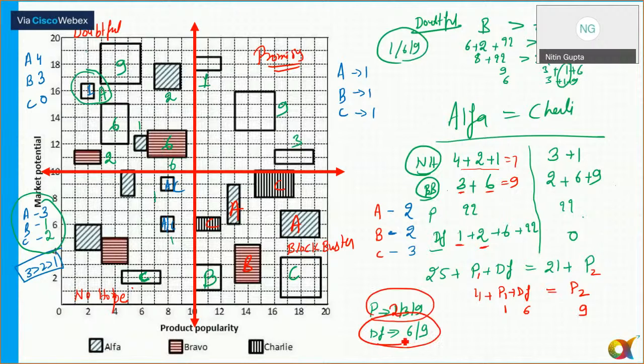Doubtful category, it is nothing but 6 and 9. So for doubtful, it is 6 or 9. And the promising here, it is this one. So 6.